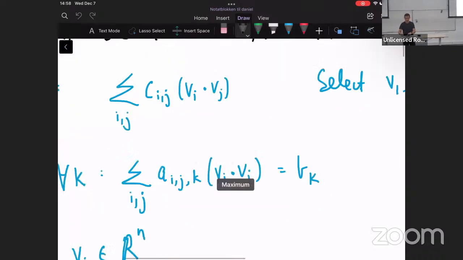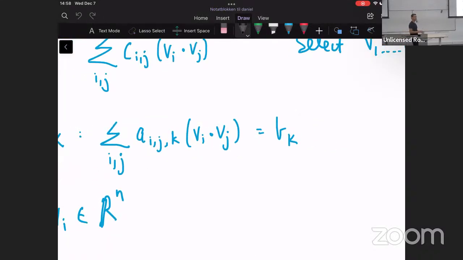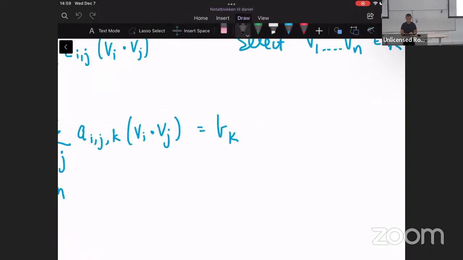And what are your constraints? Your constraints are linear combinations of dot products of your variables again. The way it's written is with equality, that all of your constraints are equality constraints. Makes it easier to work with later, but actually you don't lose any generality.